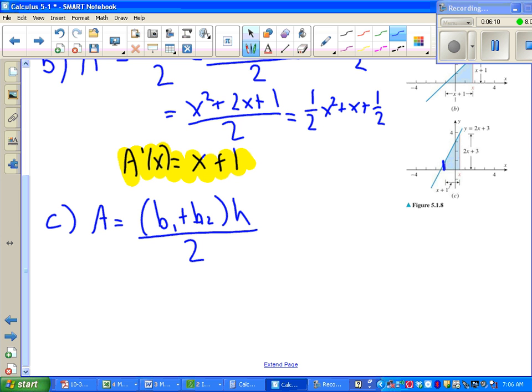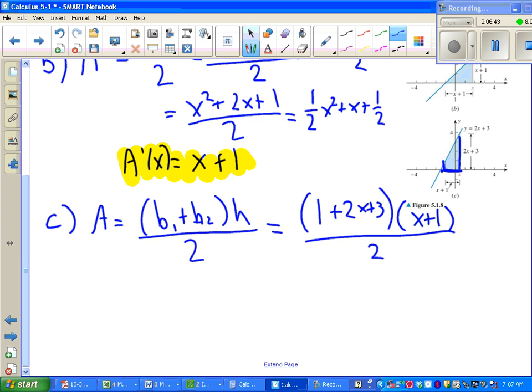The two bases of a trapezoid are the two parallel sides. If we want those parallel sides, we need to first plug in -1 to our original function. Doing that, y equals 2x plus 3, we end up with 1. Then we need to plug x into our original function, so we get 2x plus 3. So there's our base 1 plus base 2. The height of a trapezoid is the distance between those parallel lines. In this case, just like it has been the whole time, x plus 1, all over 2.